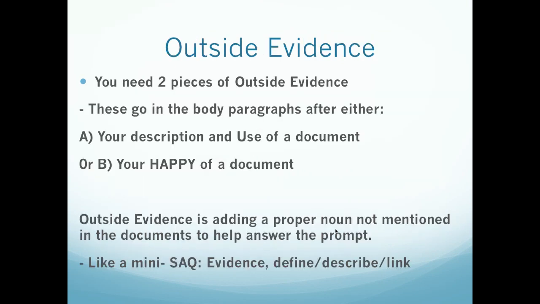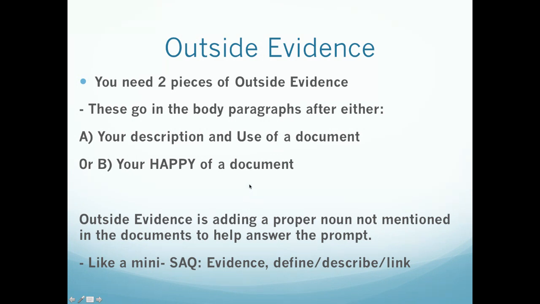Okay, outside evidence. Unlike the original DBQ where you only need 1 piece of outside evidence, this time you need 2 pieces of outside evidence. But that's good, because outside evidence is a pretty easy point to gain. Essentially what you're doing is just inserting a little SAQ into body paragraphs, and you're going to put them in your body paragraphs either after you describe and use a document, or if you decide to happy that document, you could also put your outside evidence after you happy.